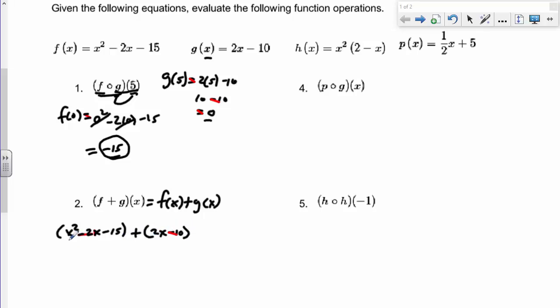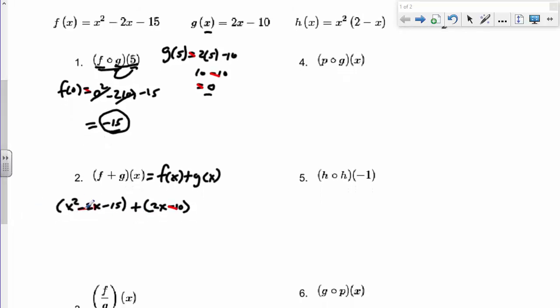Alright, so like terms, we can only add x squares to other x squares, and we don't have any other x squares besides this one. So we're just going to write x squared. That's used up. We have x's, or like terms, we can add those together. Negative 2x plus 2x is nothing. It's 0. So we can just say these cancel out. Now we have negative 15 plus negative 10, same thing as negative 15 minus 10, which is going to be negative 25. And that was the answer for this one.